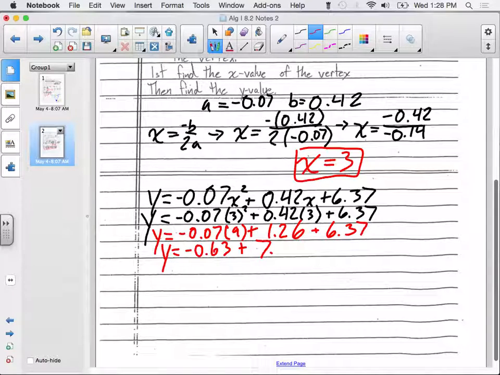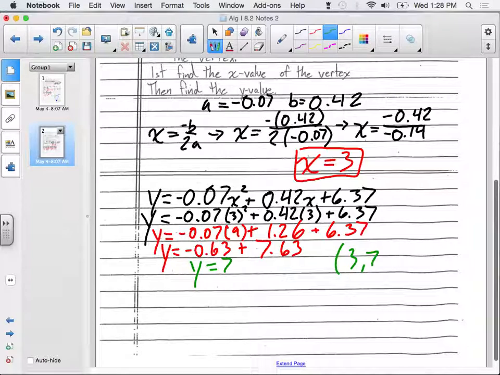So, is everyone with me so far? So when we have negative 0.63 plus 7.63, what do we get, Blaine? 7. So we have x equals 3, y equals 7. So what would the ordered pair for our vertex be then?